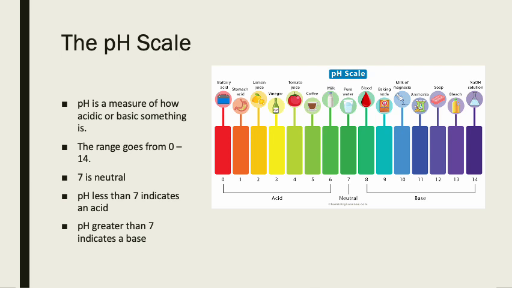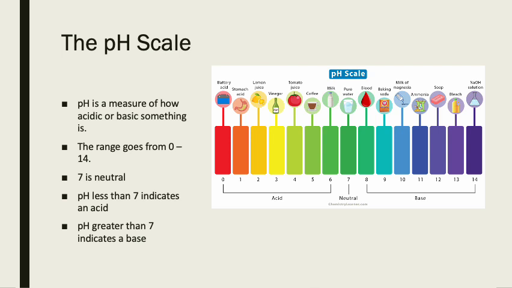The pH scale. The pH scale is what we use to measure how acidic or how basic something is. The pH scale goes from 0 to 14. There's nothing higher than 14. 14 is the highest. Right in the middle at 7 is neutral. Our bodies are right around 7. Water is 7. It's pretty neutral.